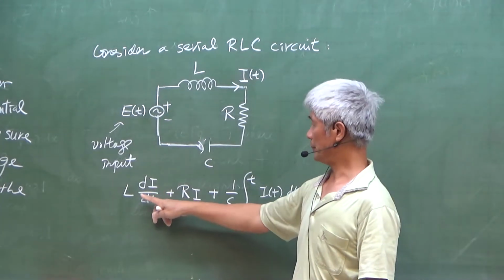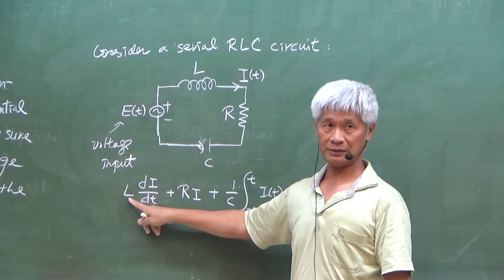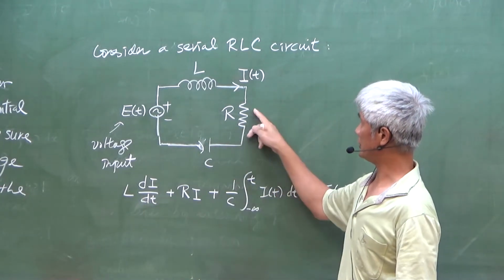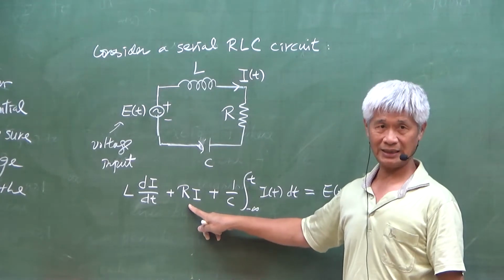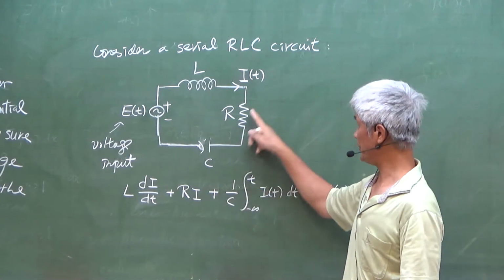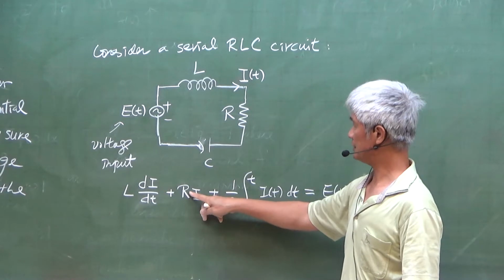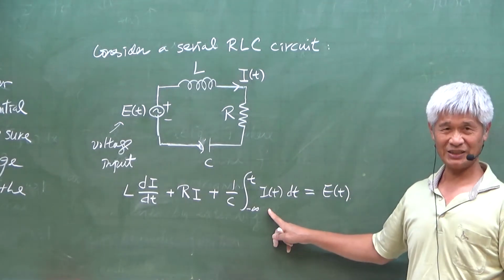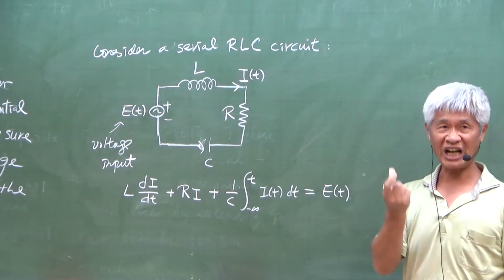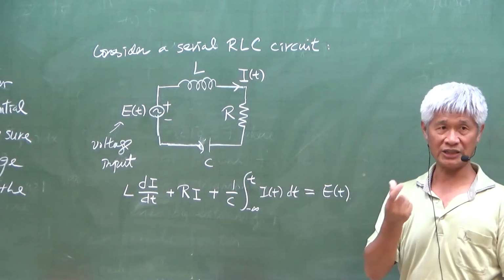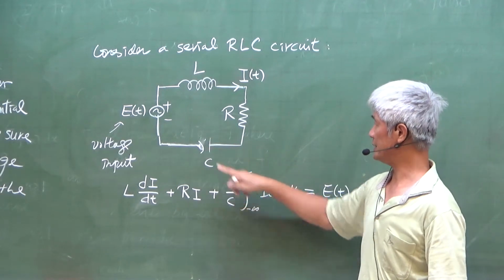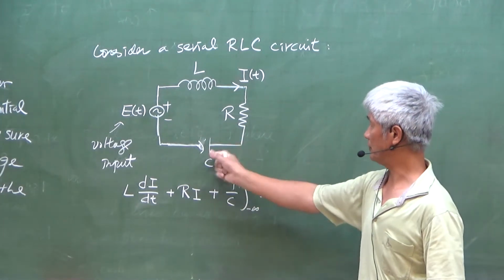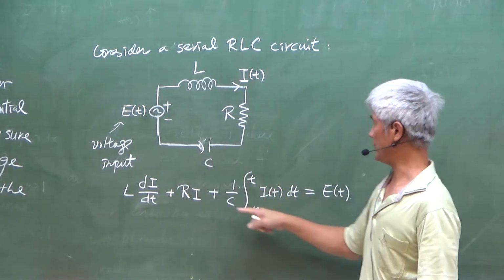And the proportional constant is just the inductance L. And this is the voltage drop across the resistor. It's proportional to the current, so the constant is just the resistance. And this is for the capacitor. Now you have to integrate because it depends on the charge, right? This is the total charge on the capacitor divided by the capacitance. So this is the voltage drop across the capacitor.